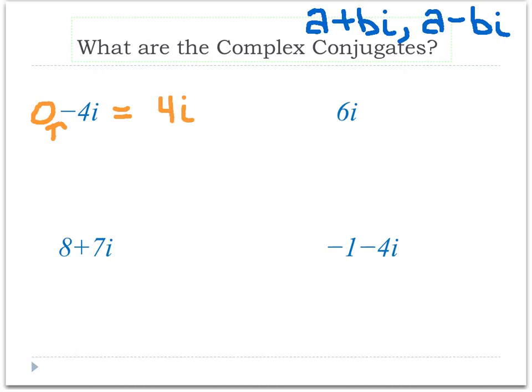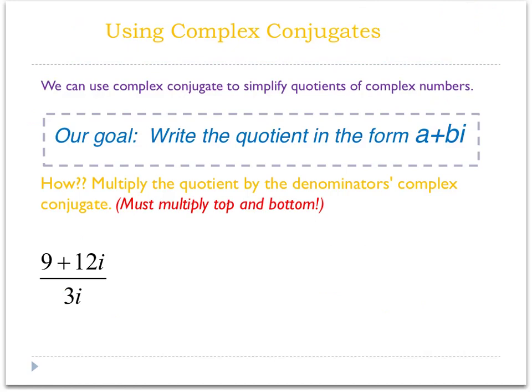Now over here, if I have 8 plus 7i, the real part is 8, that stays the same. The imaginary part is going to change its sign. So its complex conjugate is 8 minus 7i. Okay, so notice all I did was change the sign of the imaginary part. Now up here, the imaginary part is positive 6i, so I just changed the sign, so that's negative 6i. Down here, the imaginary part is negative 4, so I'm going to keep the real part exactly how it is, change the sign of the imaginary part, so plus 4i.